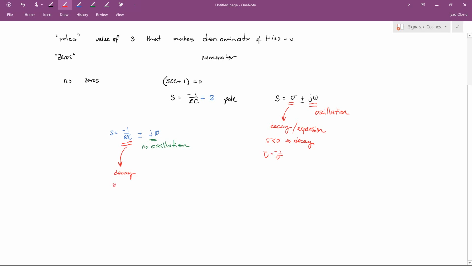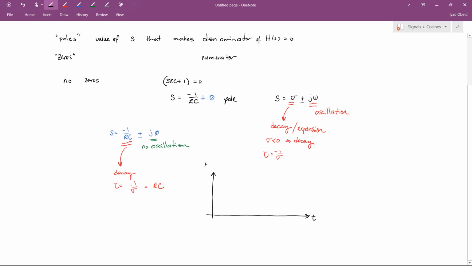And we know that the time constant has to be, oops, not sigma, the time constant has to be negative 1 over sigma, which in this case is going to be RC. And what's happy about all of this is that this is actually things that we already knew. We've just found different ways of deriving something that we already knew.